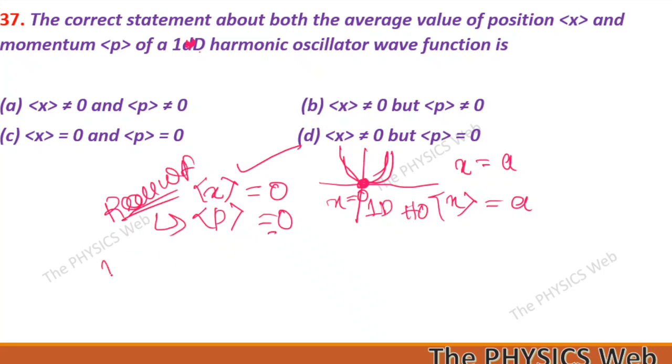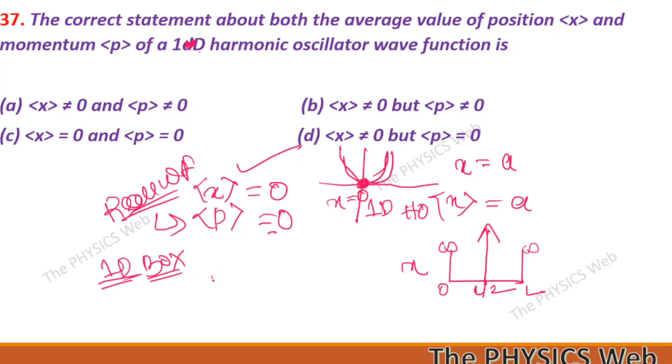Similarly, remember for a one-dimensional box, the potential is symmetric about the box from 0 to L, infinite outside. So here you can see the potential is symmetric about x equals L/2. So for the 1D box, the average value of position will be L/2. And the momentum again here will be 0.